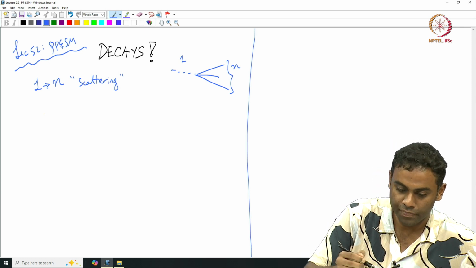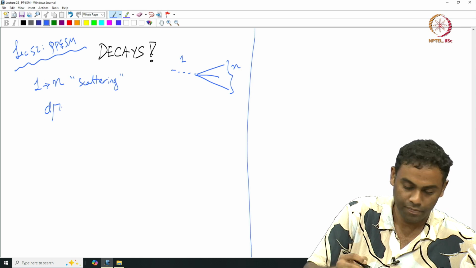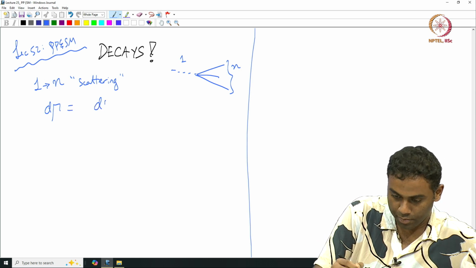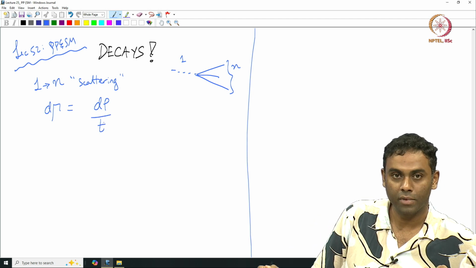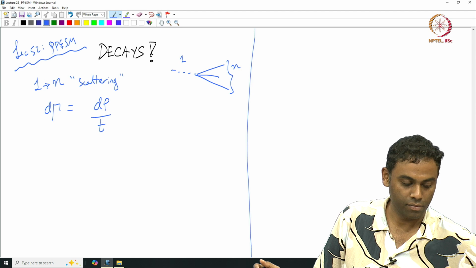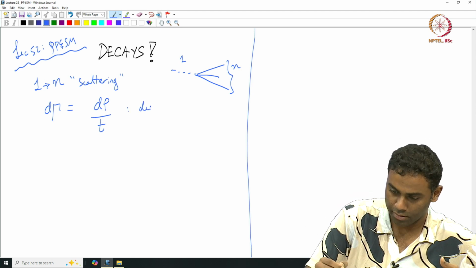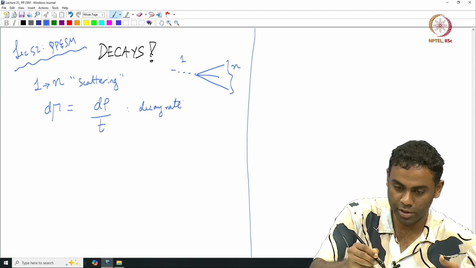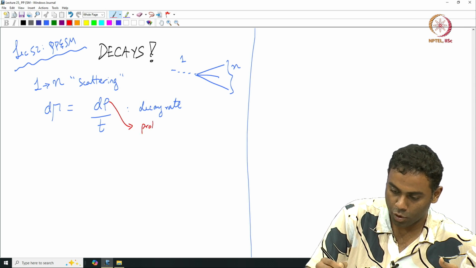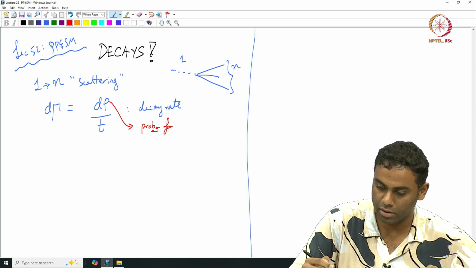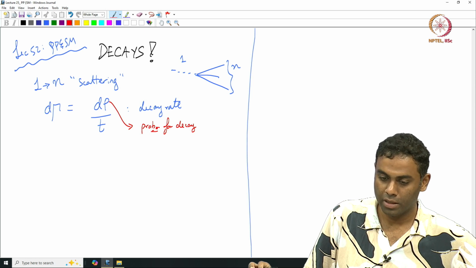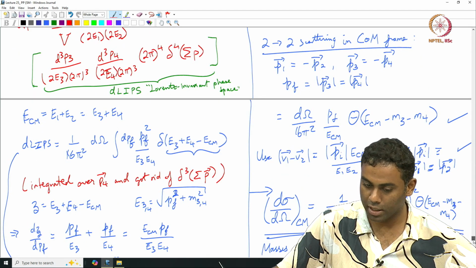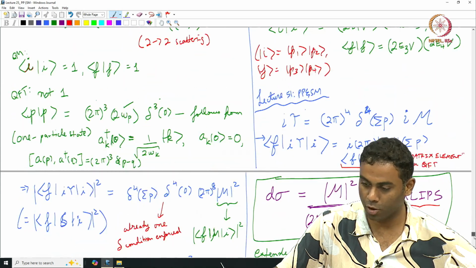What do I mean in particular? I can still use the notion of a probability or a differential probability for decay to happen divided by time. That literally is my decay rate, okay. Again, just to be clear, this is the probability for the scattering to happen in this case, or in this case for decay, okay. So once again we can go through all the song and dance of how to obtain that differential probability.